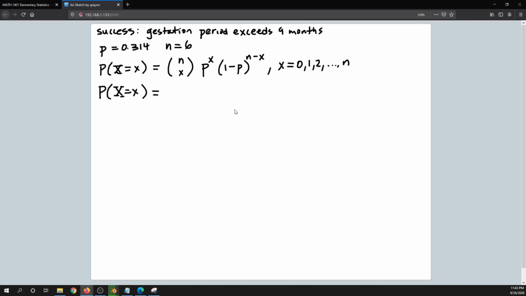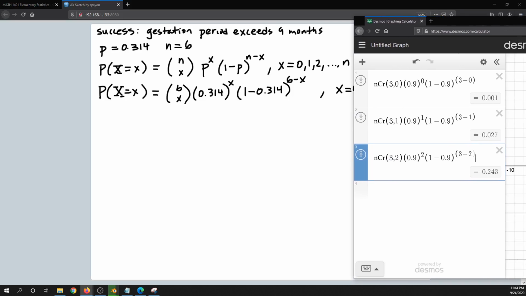So n, we know, is 6, so this would be 6 choose x. And then the probability of success is 0.314 to the x. And then 1 minus p would be 1 minus 0.314, and then n minus x would be 6 minus x. Okay? And this formula would be valid for x's in the range from 0, 1, 2, all the way out to 6. All right, so that's our formula. I'm going to go ahead and put that in Desmos so we can start calculating that out.